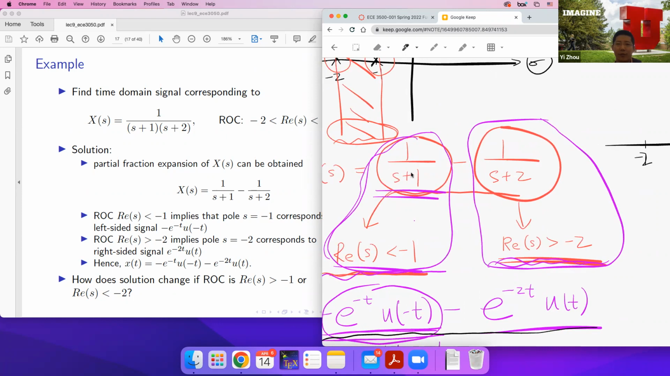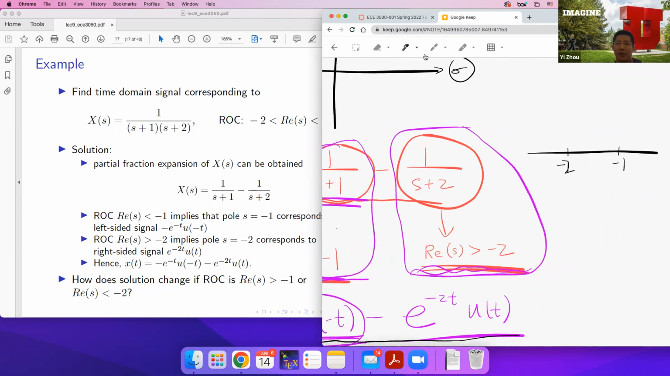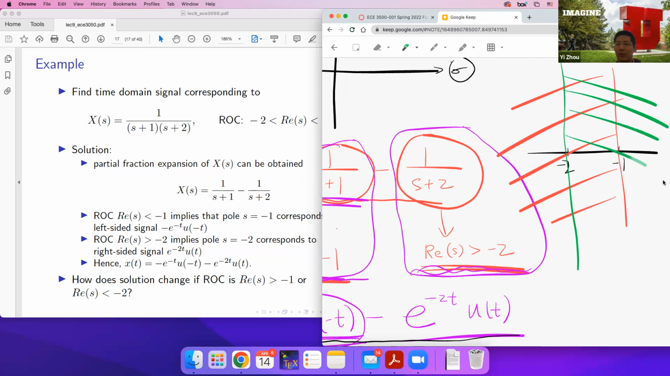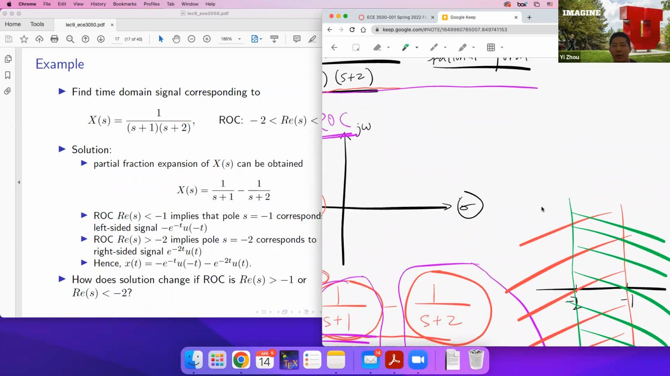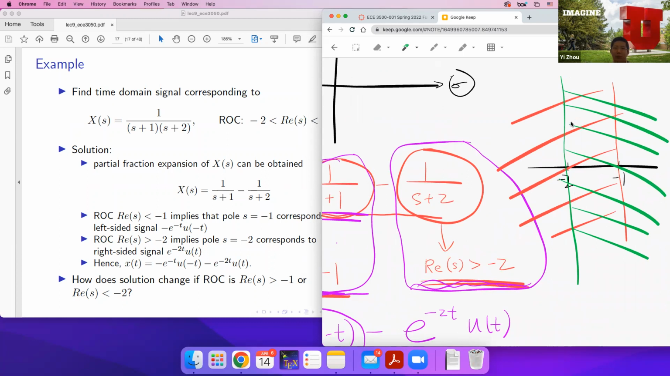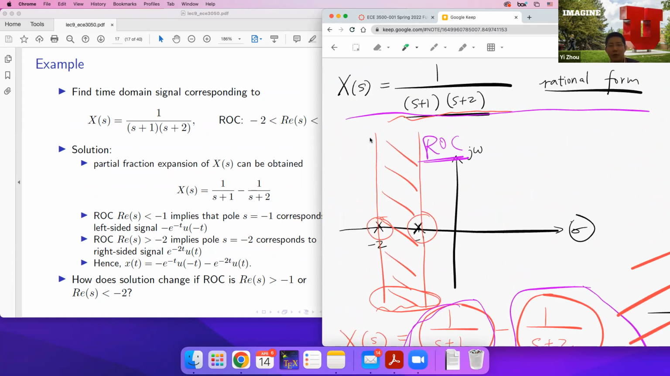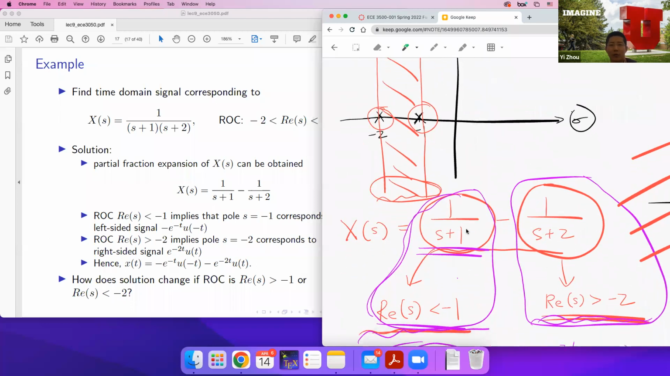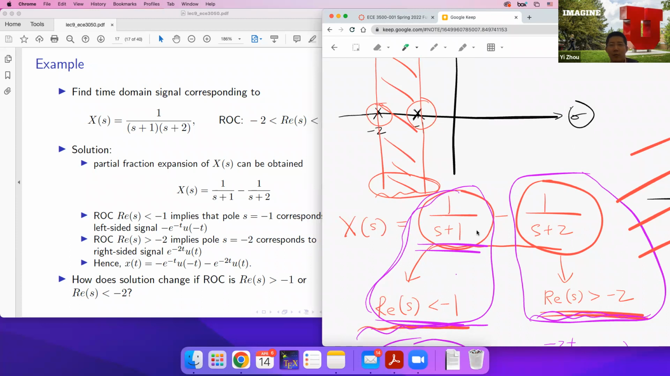So what happens is that for the first one, the ROC is to the left of negative one, so it's this red region. And for the second one, the ROC is to the right of negative two, so it's this green region. And so the overall ROC is the intersection of these two, which corresponds to that vertical strip between negative one and negative two. So given the overall ROC, you need to go back and find out their corresponding ROCs by looking at their corresponding poles.